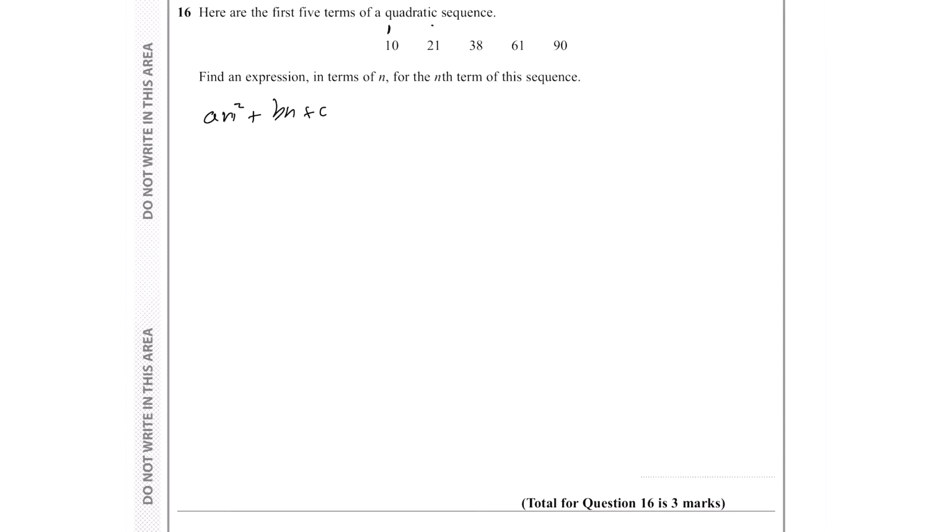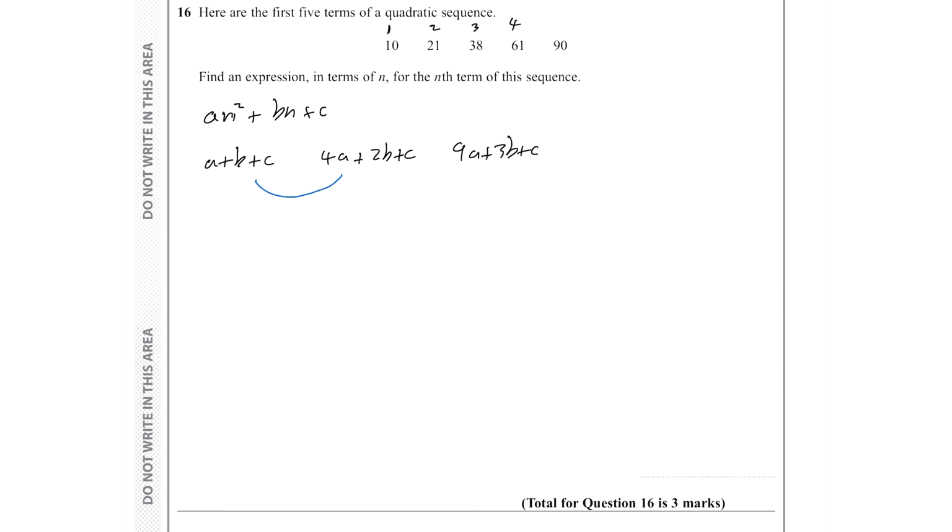Now if I was to substitute 1 into there to get the first, so for example, this is the first term in the sequence, this is the second, this is the third, this is the fourth. So if I was to sub 1 into this quadratic I've written here, an squared plus bn plus c, that would look as a plus b plus c. If I now sub 2 into there, that would become 4a plus 2b plus c. And if I was to sub 3 into there, that would become 9a plus 3b plus c.